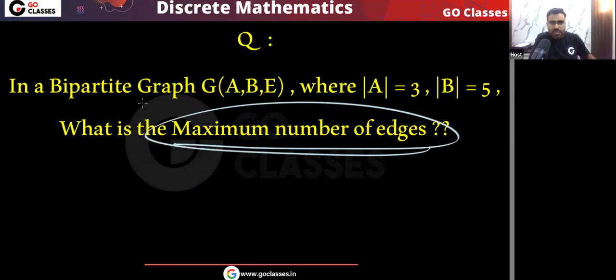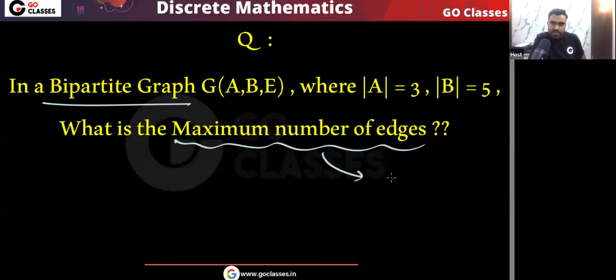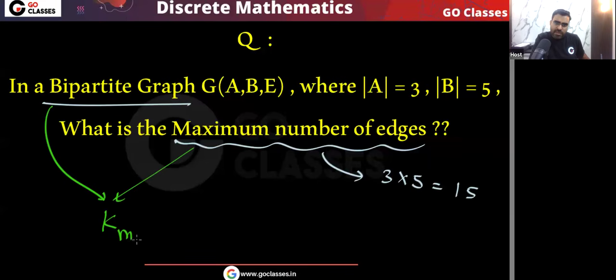If you want to get the maximum number of edges in a bipartite graph, then what you can do is create a complete bipartite graph, and the answer will be 3 into 5, that will be 15. Okay, very simple. If I want the maximum number of edges in a bipartite graph, then I will create a complete bipartite graph. Is this clear? So the maximum number of edges will be 15.